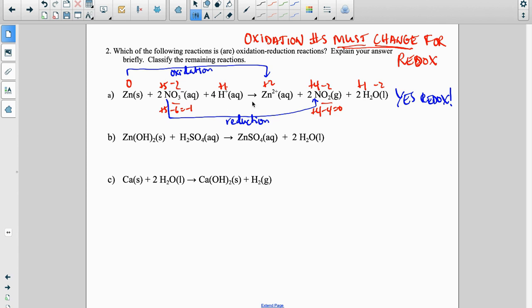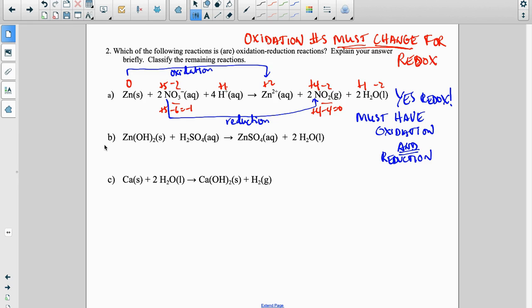Remember, in a redox reaction, oxidation numbers must change, and we must have oxidation and reduction. Both have to be occurring. Okay? Otherwise, we do not have a redox reaction. It can't happen unless you have an oxidation and a reduction.